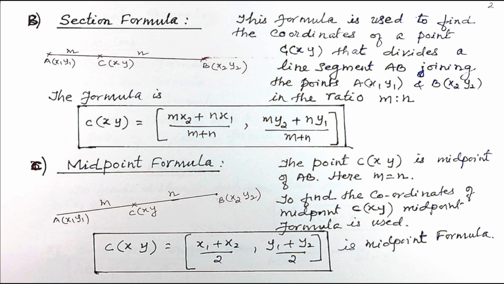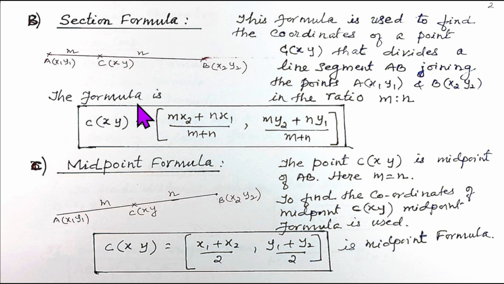The second formula is the section formula, and the section formula is used to find the coordinates of a point C(x, y) that divides a line segment AB joining the points A(x1, y1), B(x2, y2) in the ratio m:n. That means A is a point (x1, y1), B is a point (x2, y2) in a coordinate plane. C(x, y) is another point on the line segment AB, which divides the line segment AB in the ratio m:n. Now we have to find out the coordinates of the point C(x, y), which divides the line joining A(x1, y1), B(x2, y2) in the ratio m:n, and for that we use the section formula.